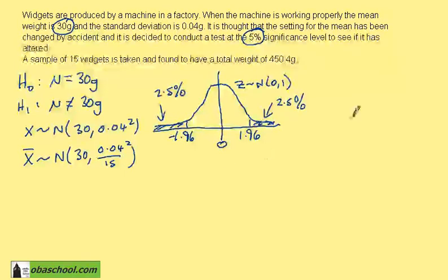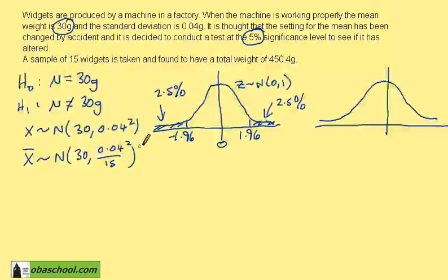1.96. I need to find the critical region for my distribution. This distribution just here. It's going to be symmetric about its mean of 30. So the critical region is the shaded region here and the shaded region here.